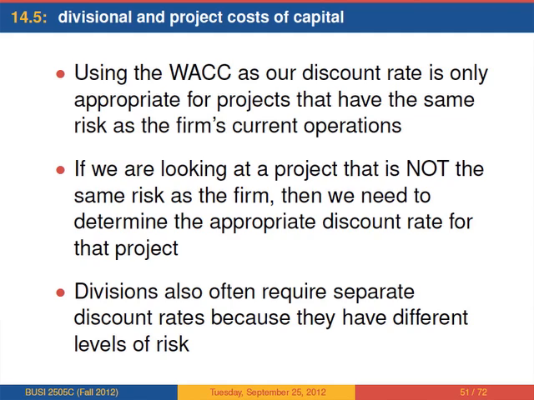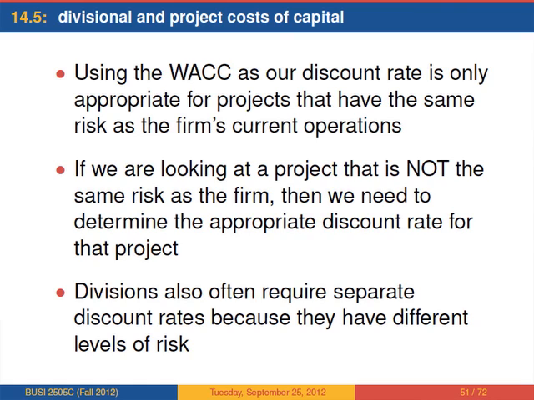So in 14.5, like I was explaining in the intro of the chapter, what we're looking at is a situation where the discount rate that we need to use in a certain division or for a certain project is different than the overall company as a whole. I gave you a couple of examples. Could be that you have a company that has quite different types of operations. You need to have different discount rates because you have different levels of risk.